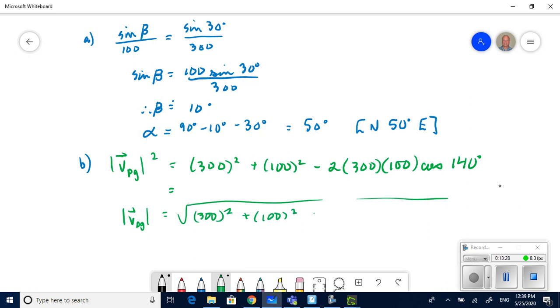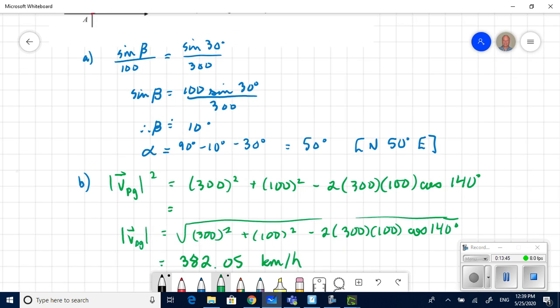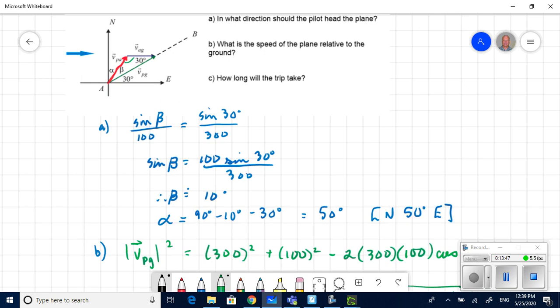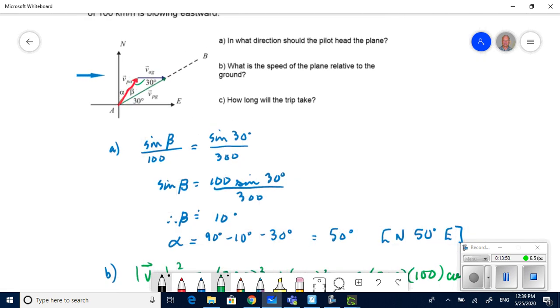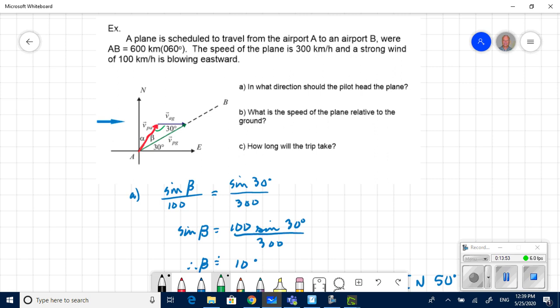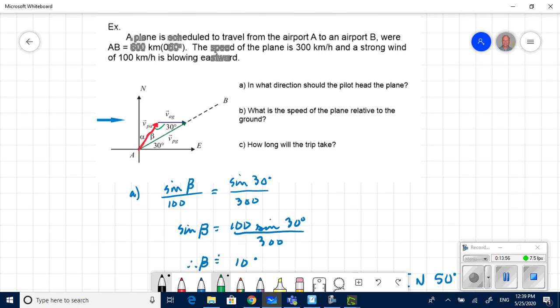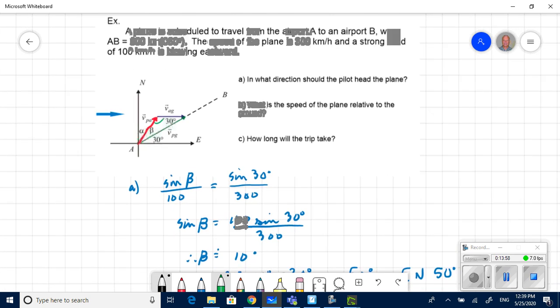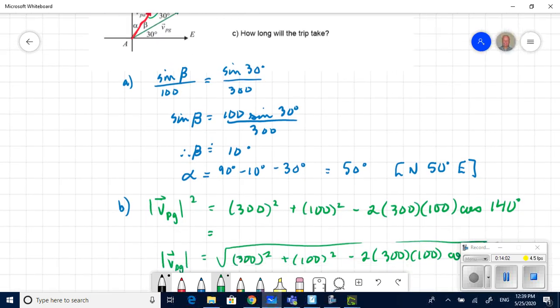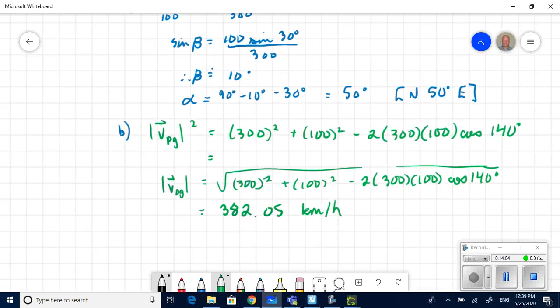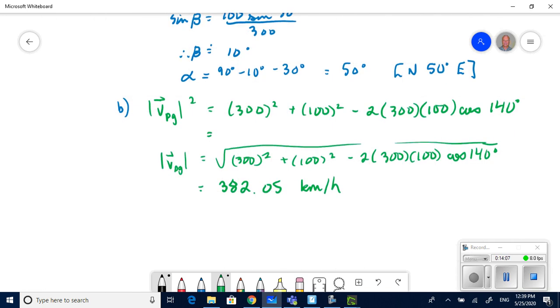I didn't calculate this in my notes on my calculator step by step, but I think at this stage you should be able to do that quite easily. I do have a final answer here of 382.05 kilometers per hour. And again, that seems to be a sensible answer. It looks like it's going to be greater than 300, remember, the plane with respect to the air is going 300. It gets knocked off course by the 100 kilometer per hour wind, and that's obviously going to speed up the plane from its original 300. So that seems like a sensible answer here.